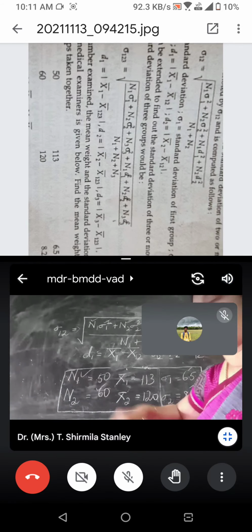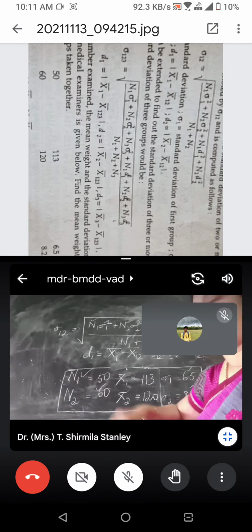Have we found out combined mean? Yes, we've already found out combined. So what answer did we get for combined mean? 116.8. Clear? So then can we calculate D1, then calculate D2, and also mention it here so that whatever problem you have, you can calculate it with the formula.